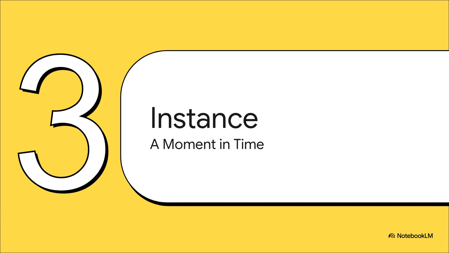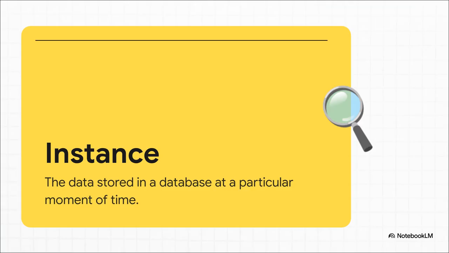Okay, let's switch gears to our second concept. If the schema is the permanent blueprint, then the instance is the snapshot. Think of it like a photograph of the database, captured at one specific moment. To put it simply, an instance is just the actual data sitting in the database at any given point. This isn't the structure anymore. This is the real information that's filling up that structure.